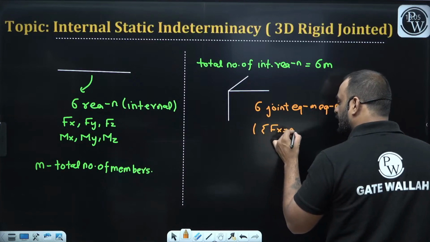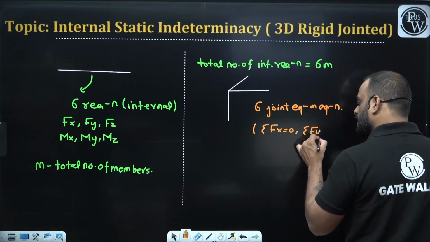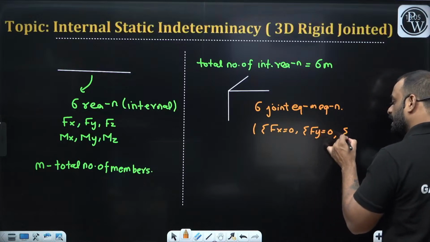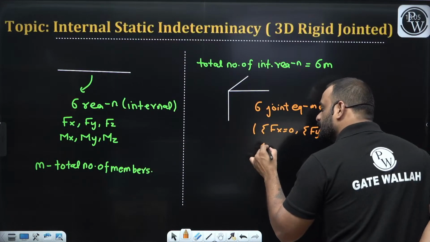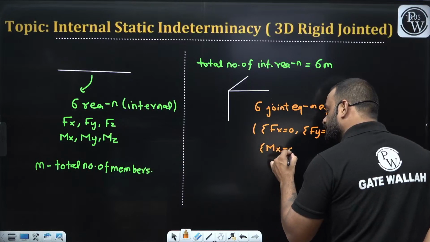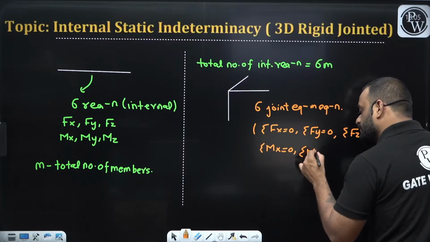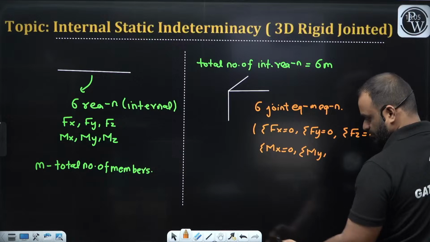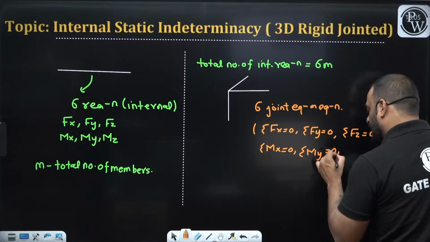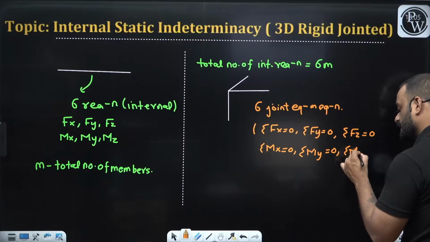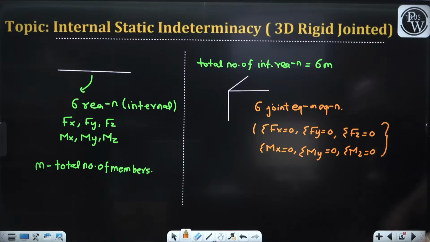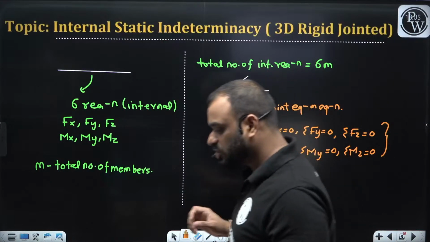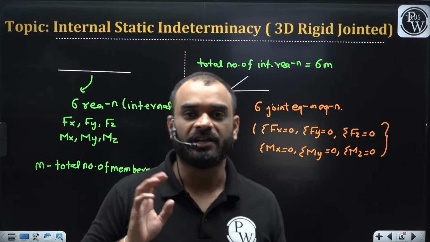Summation Fx = 0, Fy = 0 and Fz = 0. Similarly, guys, summation Mx = 0, My = 0 and Mz is equal to 0. If these joint equilibrium equations are satisfied at any rigid joint, then it is in equilibrium condition.